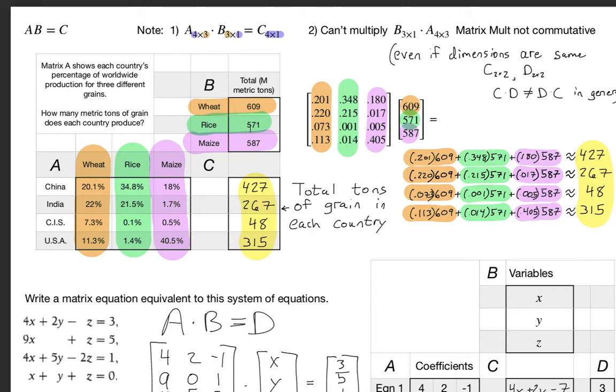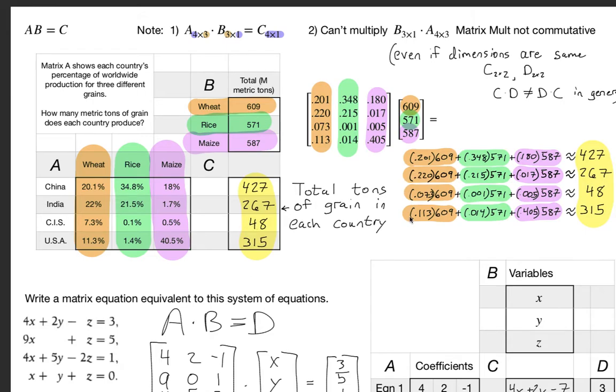34.8% of 571. That'll be added up also. And then China's maize. So this is China's wheat, China's rice, and China's maize. It all gets added up, and we can see that China, in this particular year, produced 427 metric tons of grain total. We don't know what kinds of grain. That gets lost in the calculations. And you can repeat the same thing for the other countries as well.